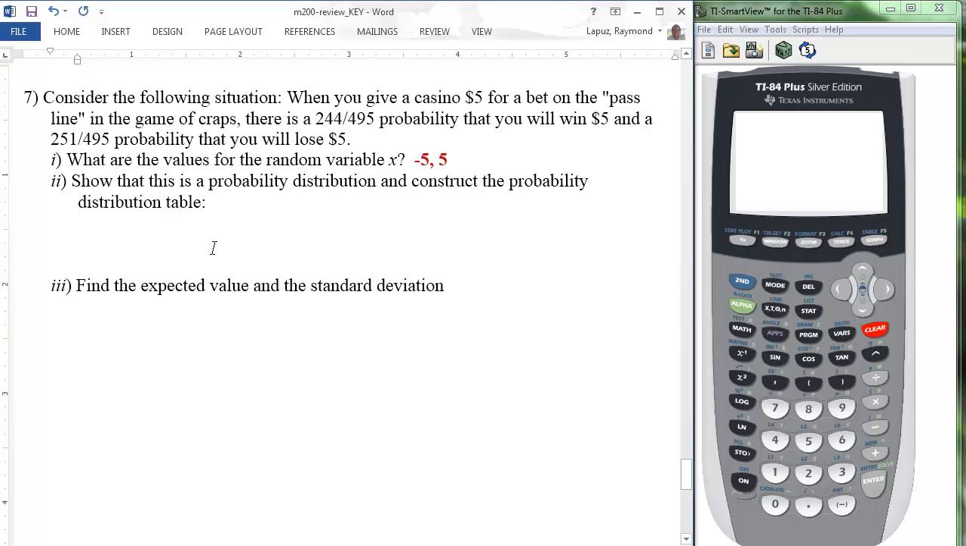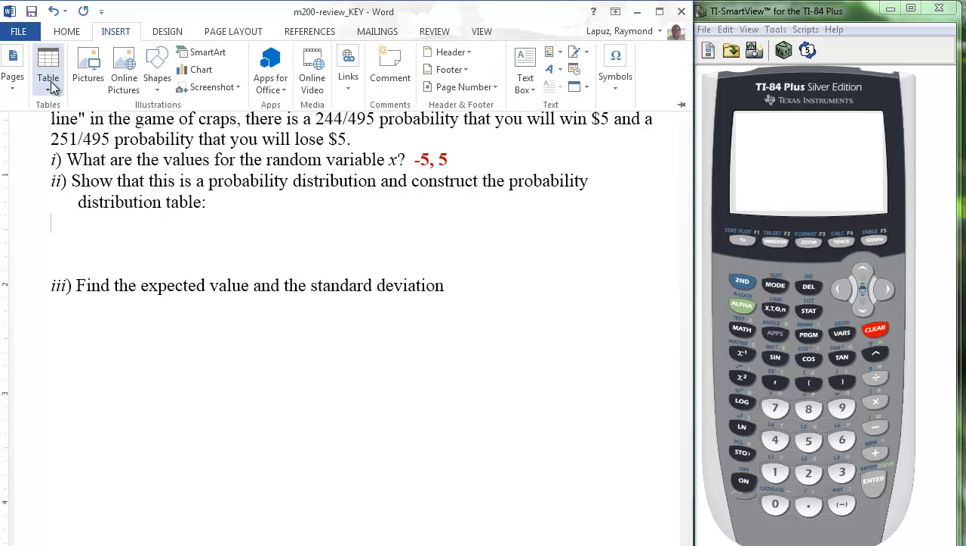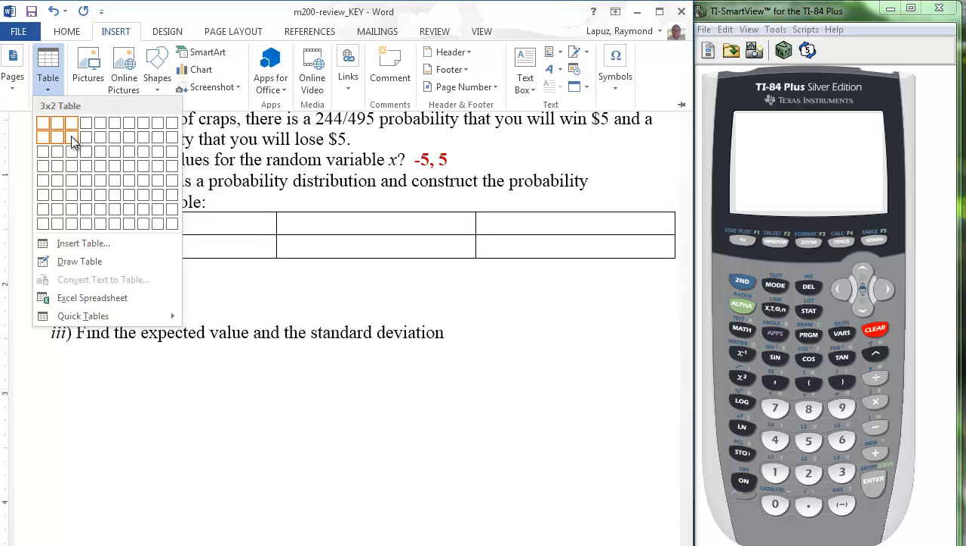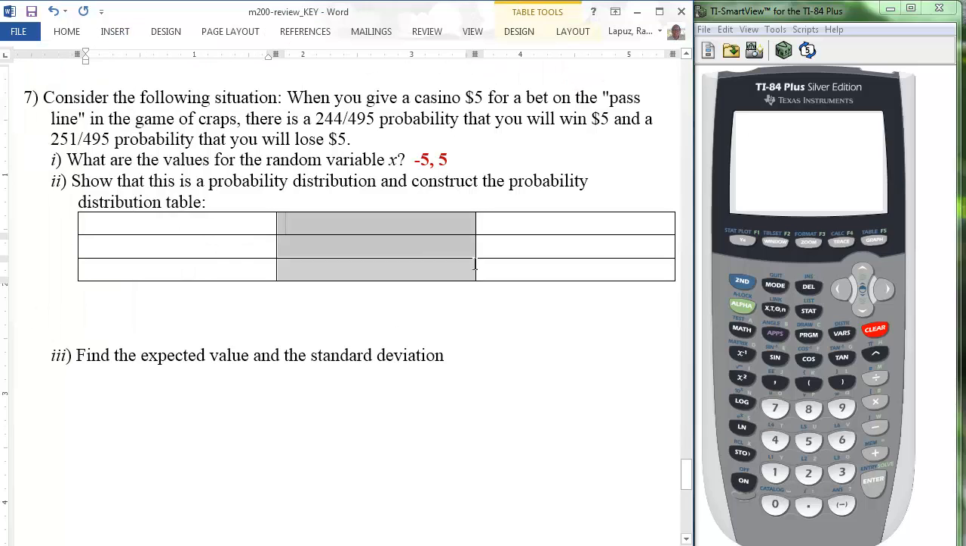But now we're asked to find the probability distribution table for our scenario. So for this, it might be good to throw in an extra column here. Really, your probability distribution table has an x for your random variable and a p of x for your probabilities. But sometimes it's good to take a look at the event that's involved here. The event that you win or the event that you lose are two possibilities. So in the event that you win, you get $5. And in the event that you lose, you get negative $5.